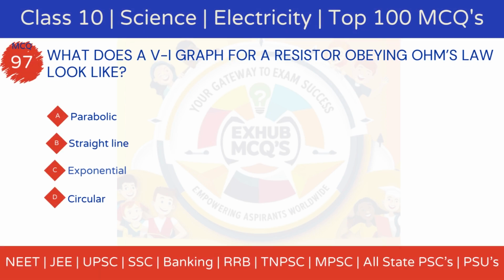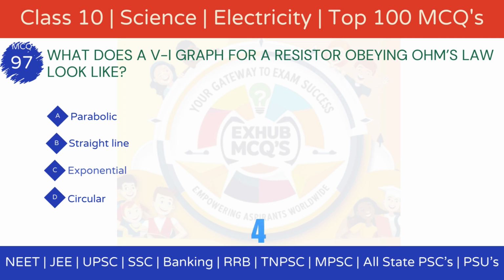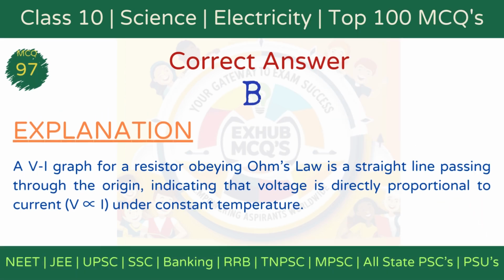MCQ 97. What does a voltage current graph for a resistor obeying Ohm's law look like? Option A, parabolic. Option B, straight line. Option C, exponential. Option D, circular. The correct answer is option B, straight line.